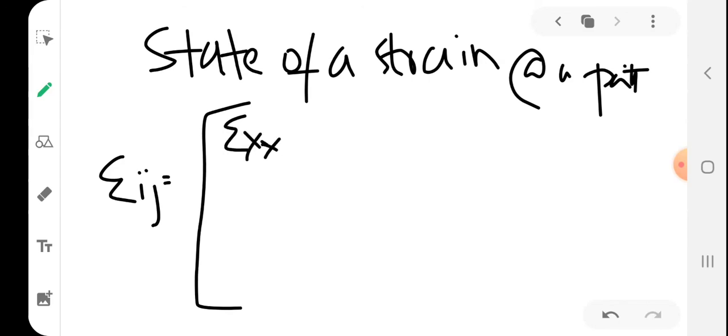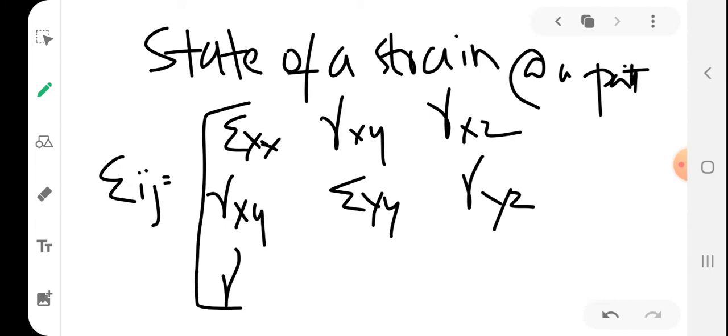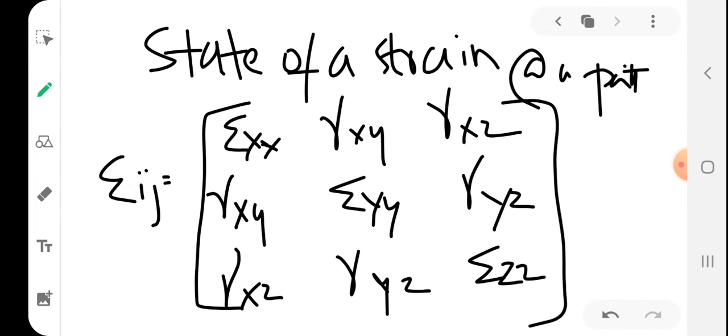Next will be gamma xy, gamma xz. Similarly, gamma xy itself here, epsilon yy, gamma yz. Similarly here gamma xz, gamma yz, epsilon zz. So this will be the strain matrix.